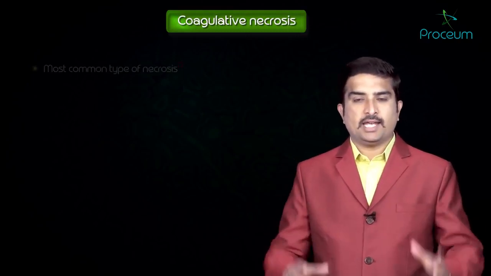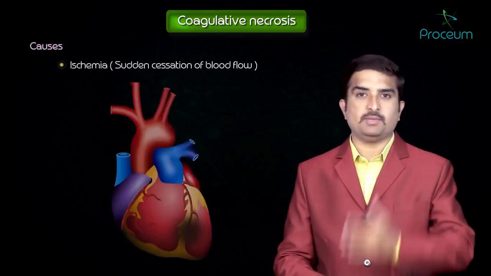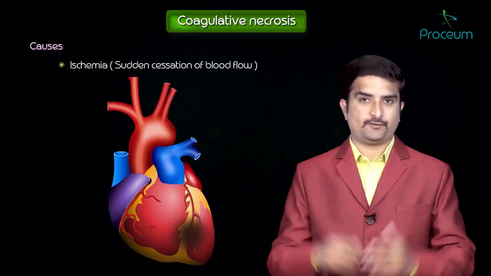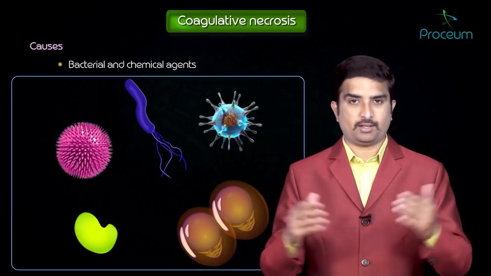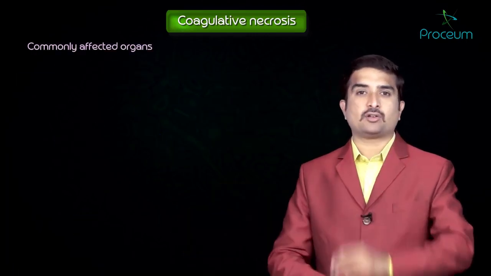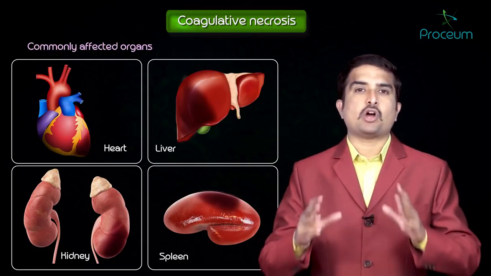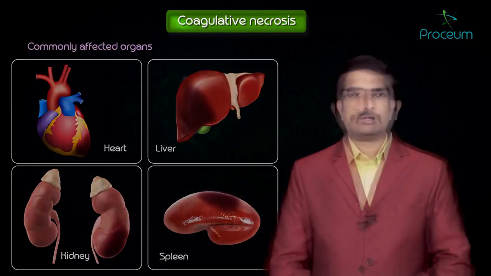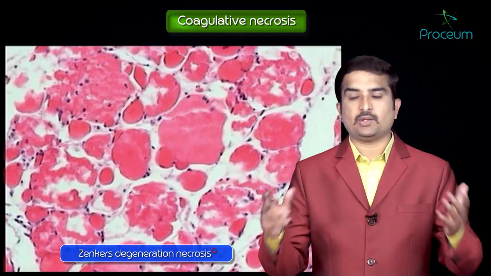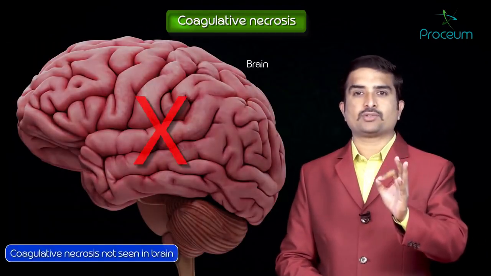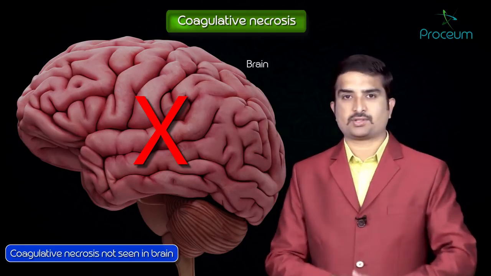Coagulative necrosis is the most common type of necrosis, which is mainly caused by ischemia, which is sudden cessation of blood flow, and it is also due to bacterial and chemical agents, but that is rare. The commonly affected organs are heart, liver, kidney and spleen, but the most common organ involved is heart. Here Zenker's degeneration necrosis also comes under coagulative necrosis. But coagulative necrosis is not seen in the brain, because in the brain it is liquefactive necrosis.